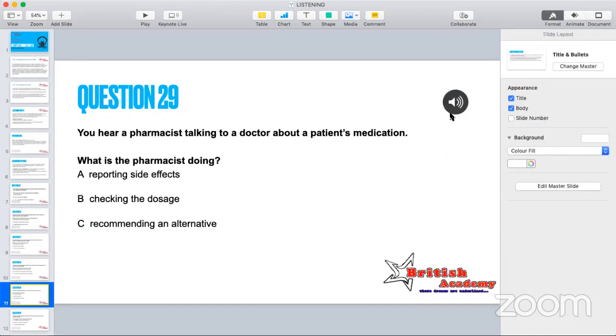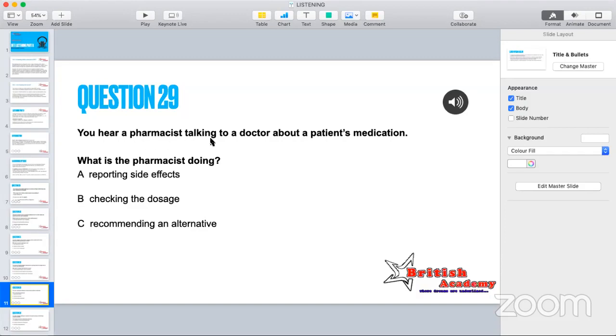Second last one, question number 29. You hear a pharmacist talking to a doctor about a patient's medication. What is the pharmacist doing? You need to listen to it carefully. The pharmacist is talking to a doctor. He's not taking advice. Understand this: he's talking to a doctor about the patient's medication. So here the main speaker is the pharmacist. Don't consider the doctor as the main speaker over here. The pharmacist is the main speaker.